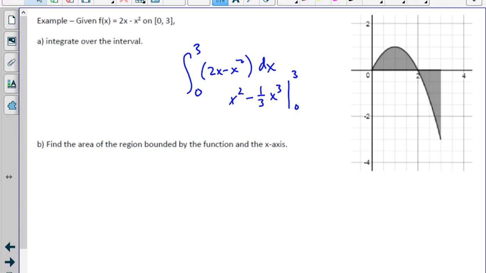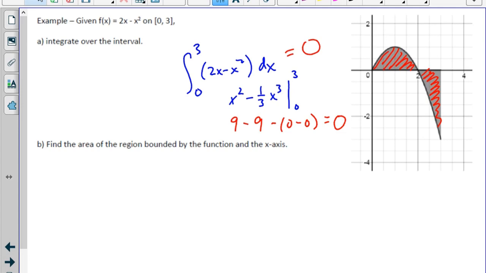So I'm going to substitute values in. I get 9 minus 27 over 3, which is 9. Then I can subtract what happens when I substitute in 0. So 9 minus 9 is 0. So the integral of this from 0 to 3 is 0. That's clearly not the actual area that we have, but it is the integral. So notice that integrals are actually signed areas. This would be like a plus something, and this would be a minus something. And those pluses and minuses actually end up canceling out.